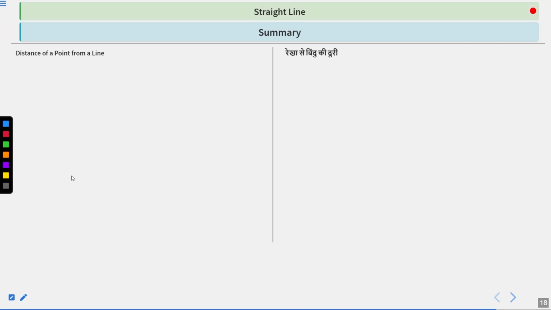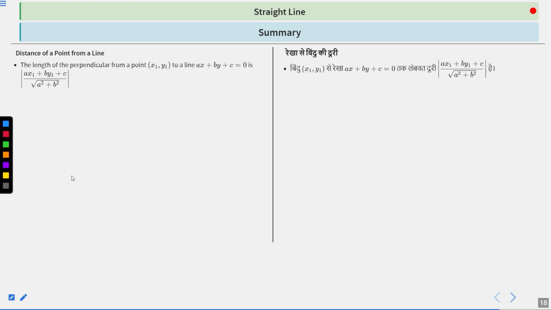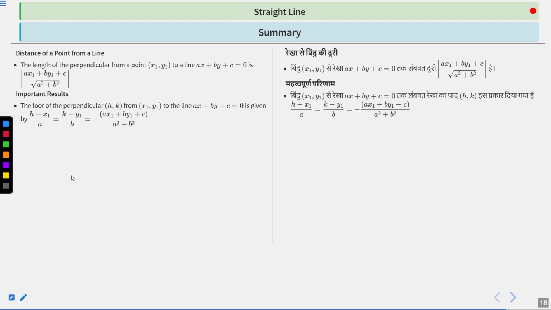After that, distance of a point from a line. We had seen the distance of a point from the line. So the length of perpendicular from a point x1, y1 to a line ax plus by plus c equal to 0 is absolute value of (ax1 plus by1 plus c) upon root over a square plus b square. After that, we had seen some important results, in which one important result was the foot of perpendicular (h, k) from x1, y1 to the line ax plus by plus c equal to 0 is given by (h minus x1) upon a is equal to (k minus y1) upon b is equal to minus of (ax1 plus by1 plus c) upon (a square plus b square).